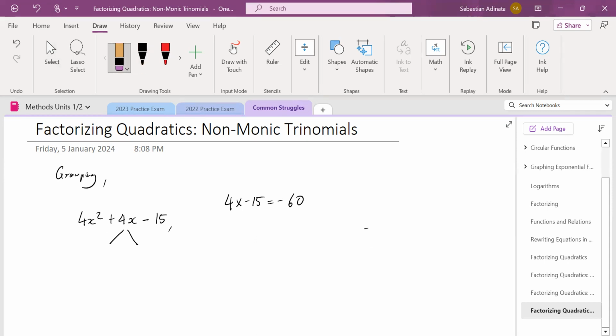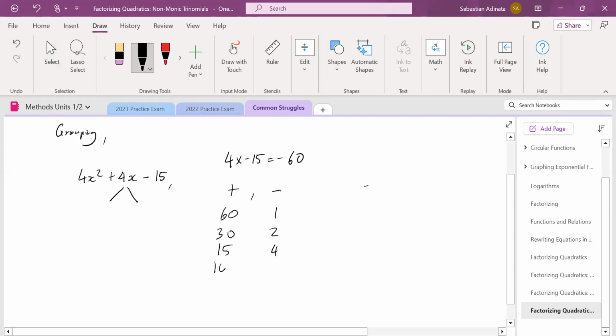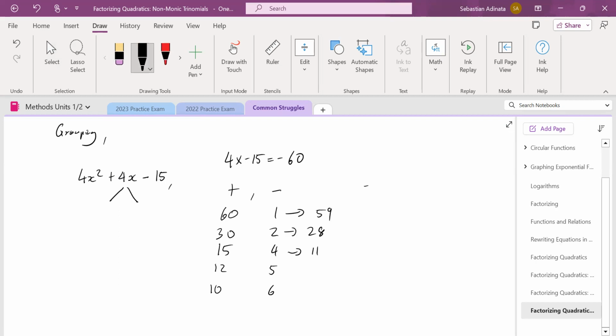So let's get factors of 60. 60 and 1, 30 and 2, 20 and 3, 15 and 4, 12 and 5, 10 and 6. Let's quickly go through them: 59, 28, 17, 11, 7, 4. How do I know it's going to be this combination? Again, it's because we know that the bigger number has to be positive and the smaller number has to be negative in order to get a positive 4.